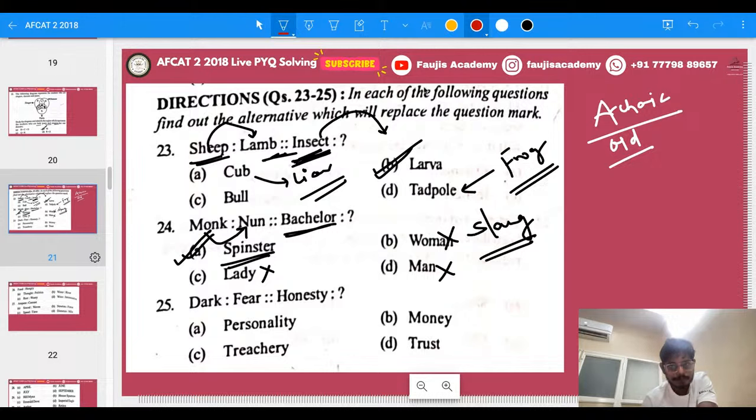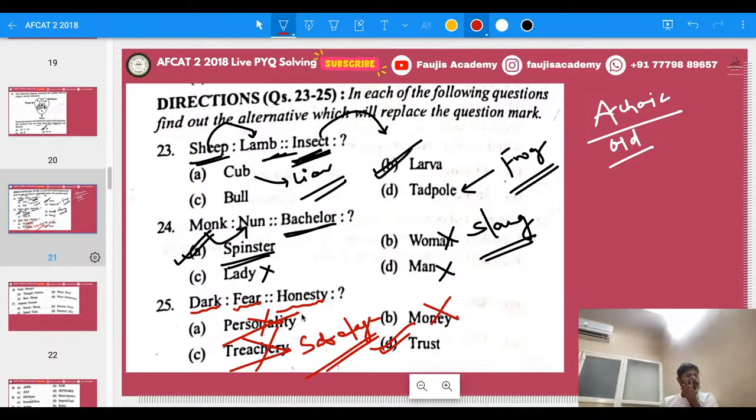Dark induces fear. Honesty induces what? Trust. Does it induce money? Does it induce treachery? Does it induce personality? Treachery is sabotage, so this one also cannot be the right one. 25. D will be the answer.